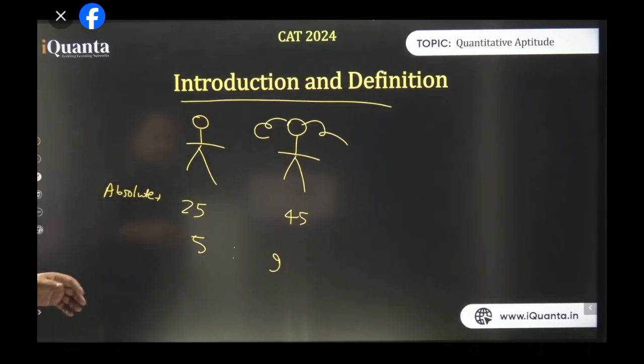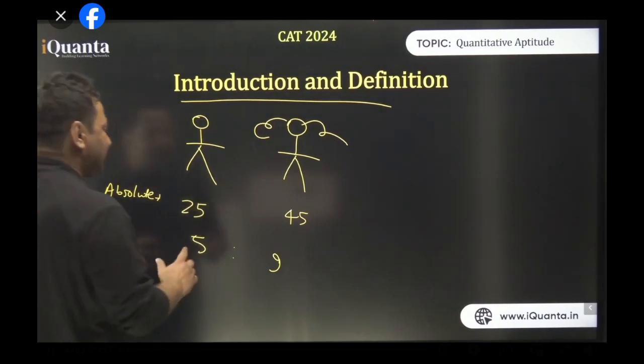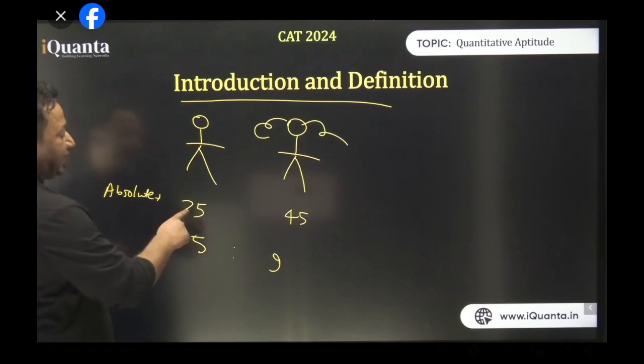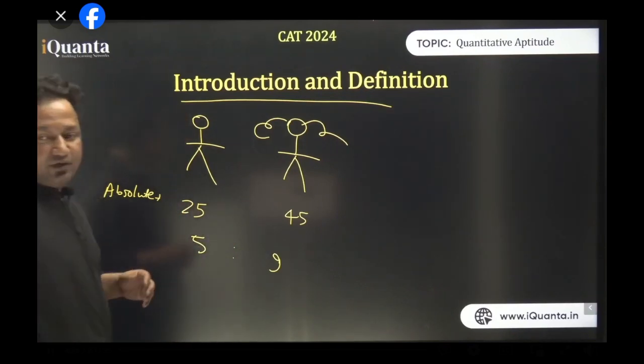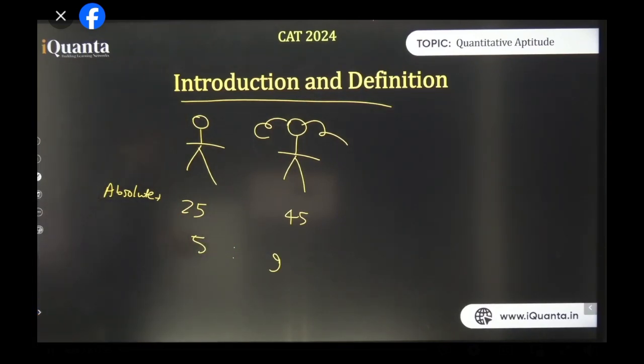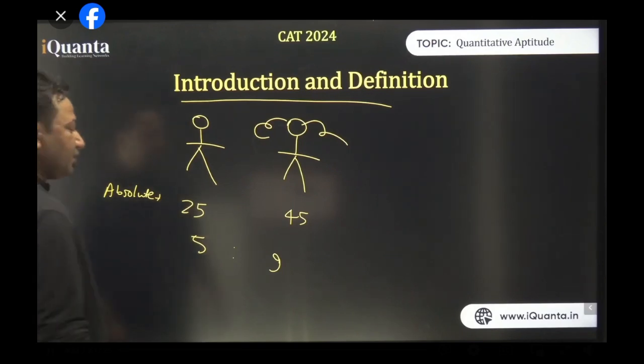So what we're doing basically, we are just cancelling out all the common terms. 5 का multiple है ये, 5 into 5 is 25, 5 into 9 is 45. So 5:9 is basically the ratio.